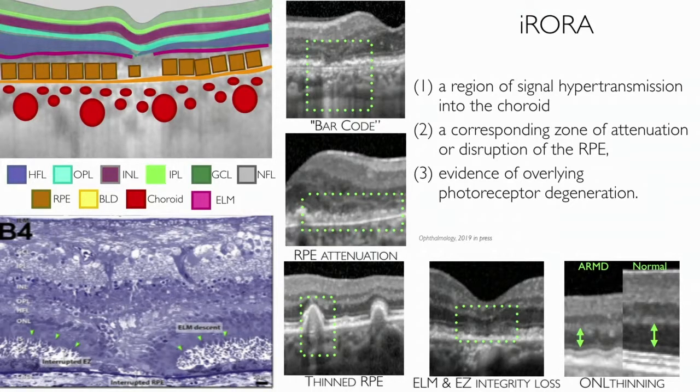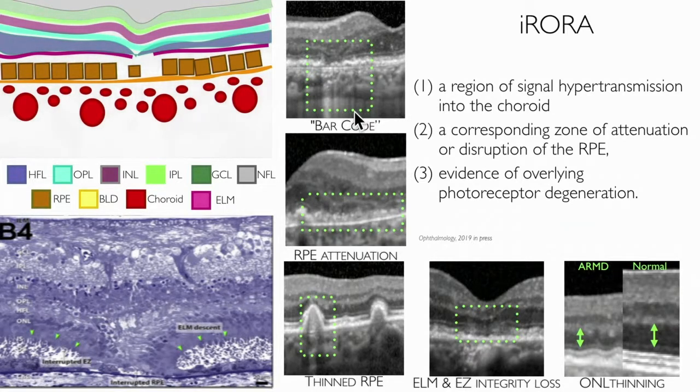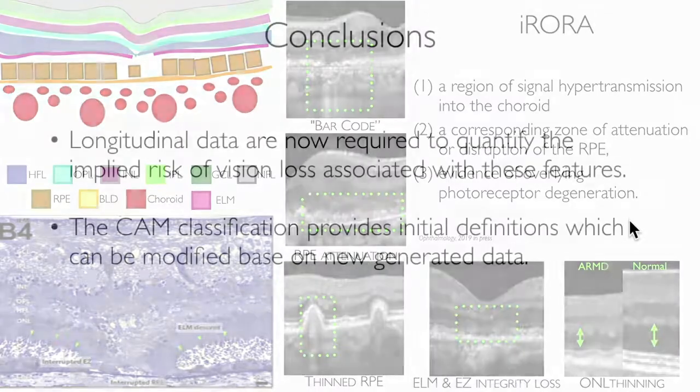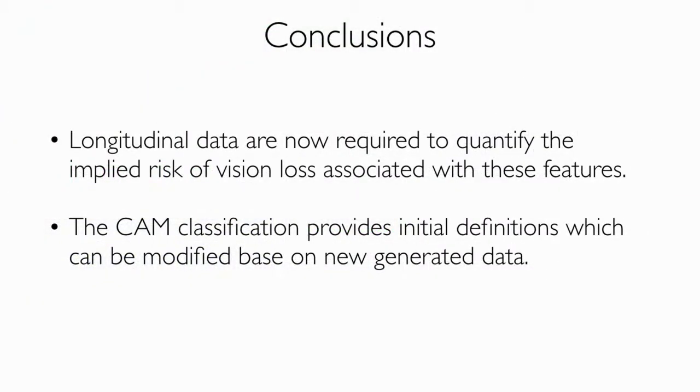And what about iRORA? It's a region of signal hypertransmission into the choroid, typically in the OCT the barcode sign, a corresponding zone of attenuation or disruption of the RPE, and evidence of underlying photoreceptor degeneration.